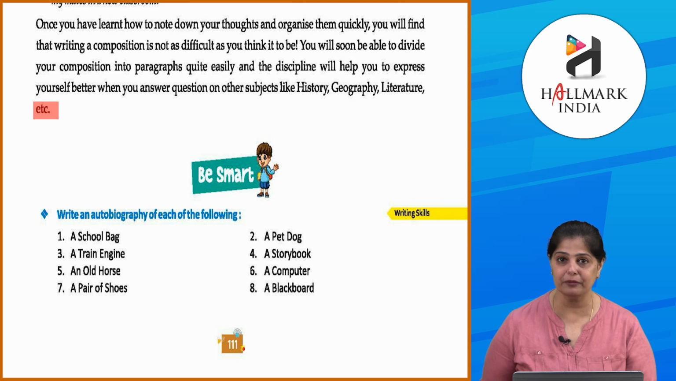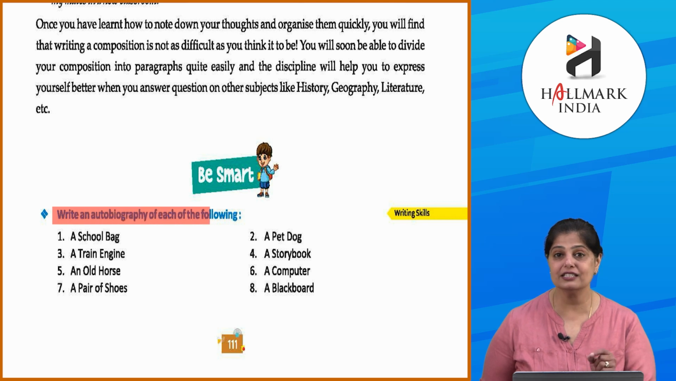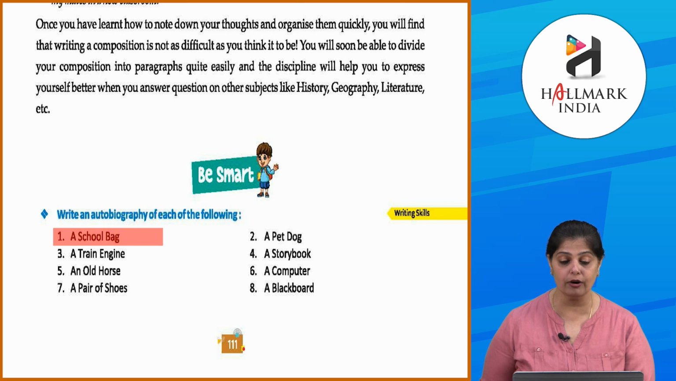You will answer them also. Clear? So now be smart and start writing autobiographies of each of the following. This is going to help you practice well, okay? A school bag, a pet dog, a train engine, a storybook, an old horse, a computer, a pair of shoes and a blackboard. So quickly start writing these autobiographies.